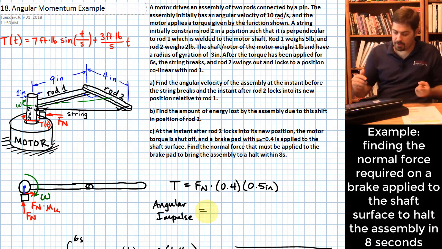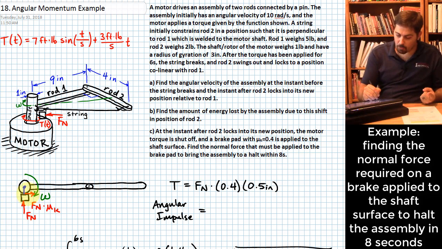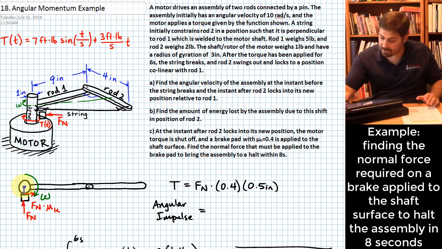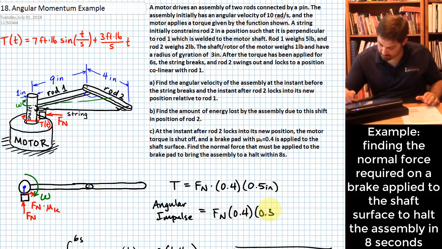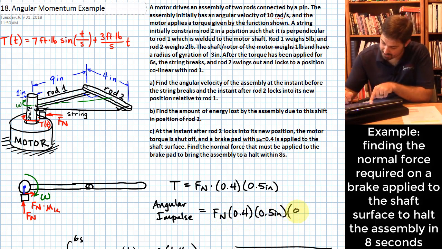First of all, you can have a force rather than a torque that is what's causing this, and you just take that force times the perpendicular distance to the axis around which rotation is happening, and that's what gives you the torque. Now what you can do is multiply by time, right? So here we have Fn times 0.4 times that radius of 1/2 an inch times, and we want to do this within 8 seconds.